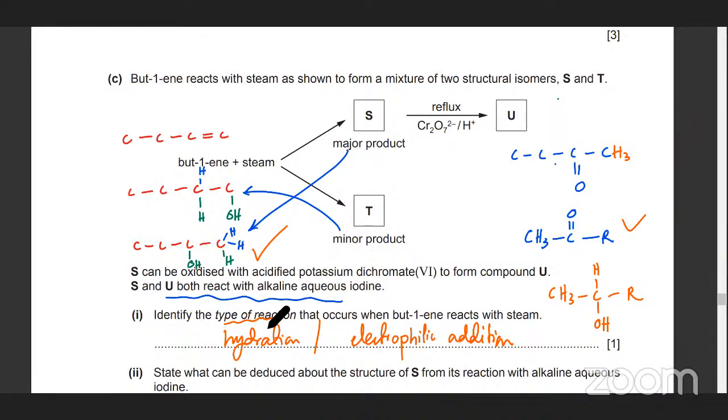Okay, so remember, when you're talking about the type of reaction, you have to give the type in terms of addition, substitution, or elimination. That's the type. You have three types of reactions: elimination, addition, and substitution. And the first part defines whether it's nucleophilic or electrophilic, or whether it's free radical.